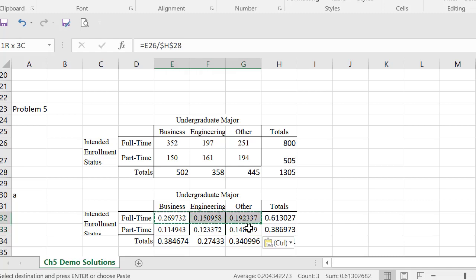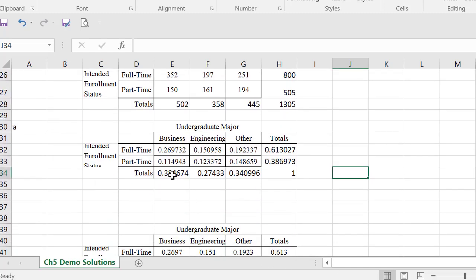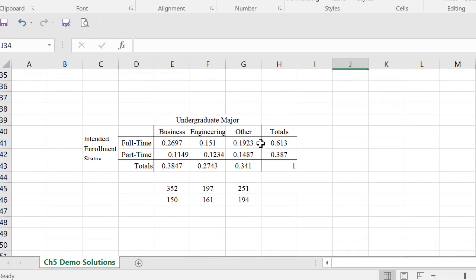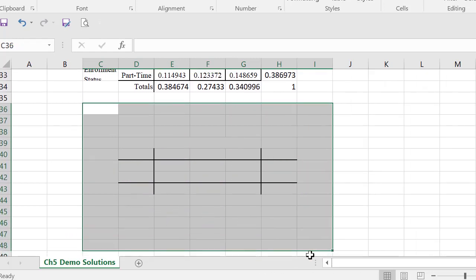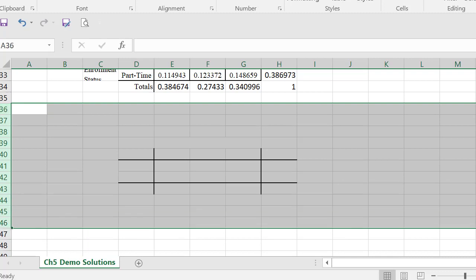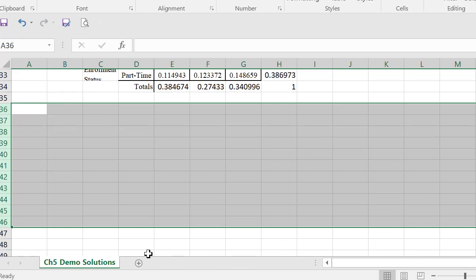So let me do a total outline again. Okay, and then these are the marginal probabilities. So this is the answer that was given from the book. So I just wanted to show you how they got those numbers. Okay, so I'm going to go ahead and delete that. And we can go on to part B.